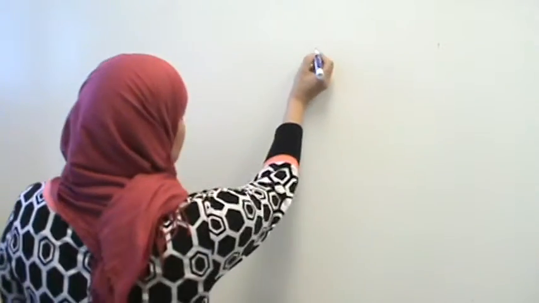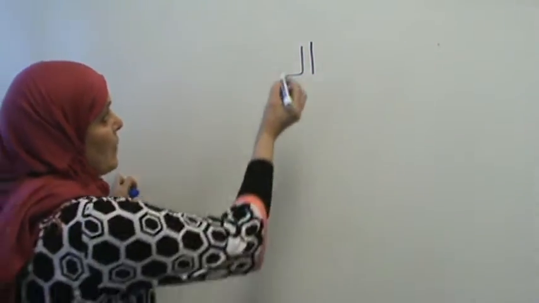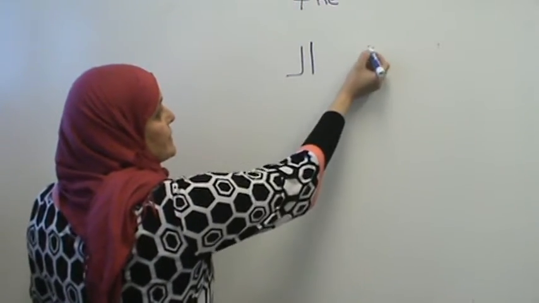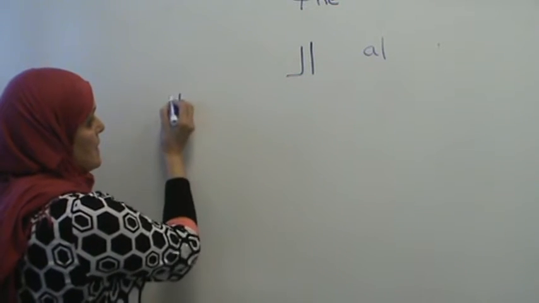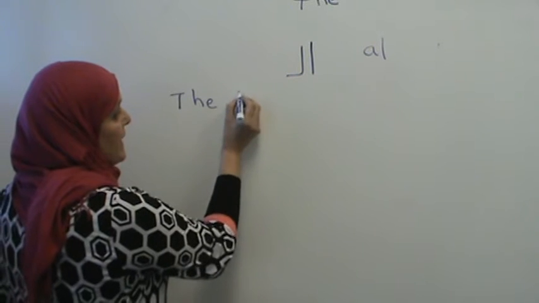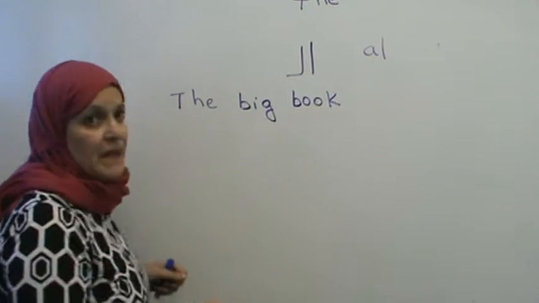So the in Arabic is expressed with the definite article el, alif and lam, and it's a part of the word. It's not like in English where you put the, then a space, then your word. No, it's just one word. And this is el. So this is el, which is the equivalent of the, and just el. Let's say I want to say the big book. The big book.